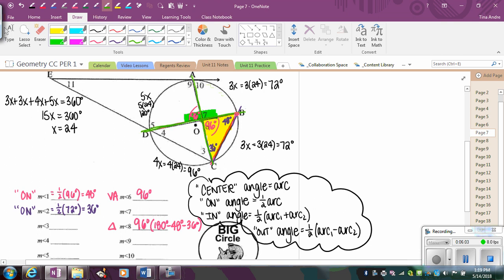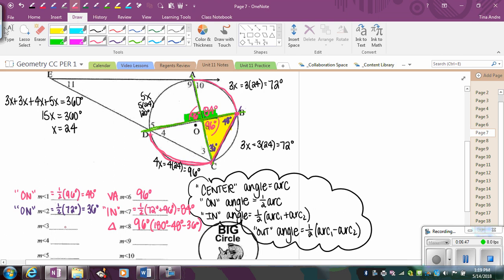Since the vertex is in the circle but not on the center, we would really be using the arcs in front and in back of angle 7, because you're taking the average of the arcs that form the vertical angles. So angle 7, if I call it an in angle, is 1/2 the sum of the arcs, so the 72 plus the 96. If I do 1/2 of that, or you could do 180 minus 96, remember, because they are supplementary, I get 84. So this is 84. Different ways to think about it. So I filled in all of that.